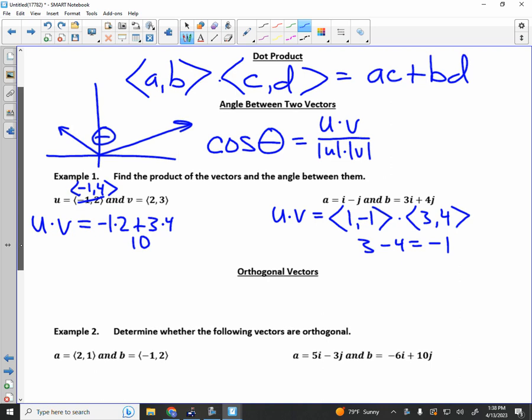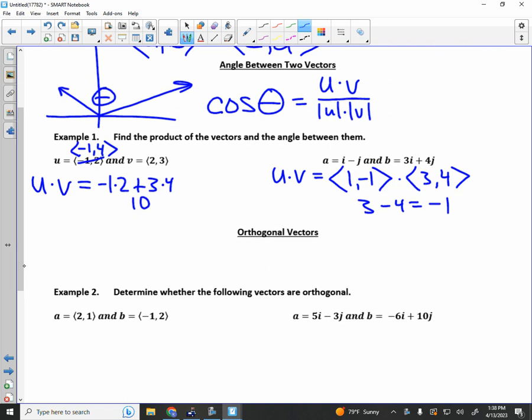Not bad at all. Look at this one. It says find the angle between these two vectors. So I set up the cosine of theta is equal to what goes on top. 10 goes on top because that's the dot product.